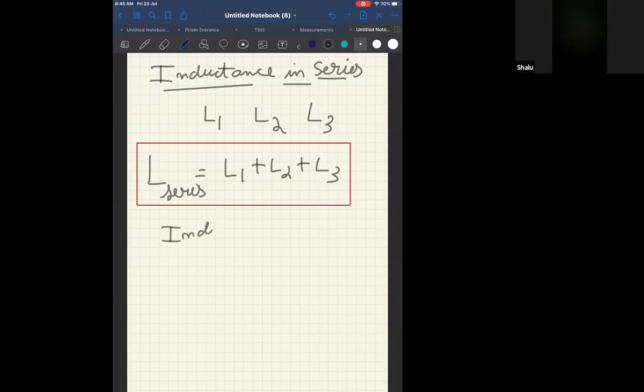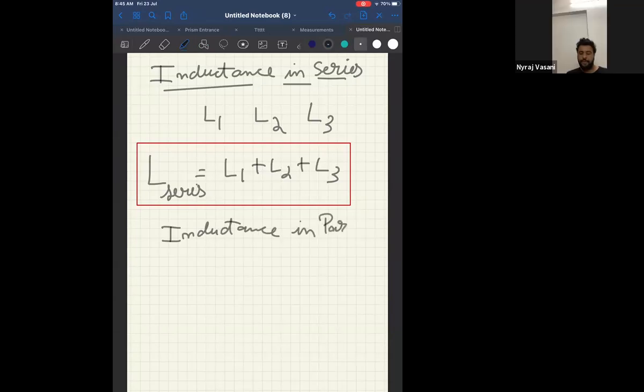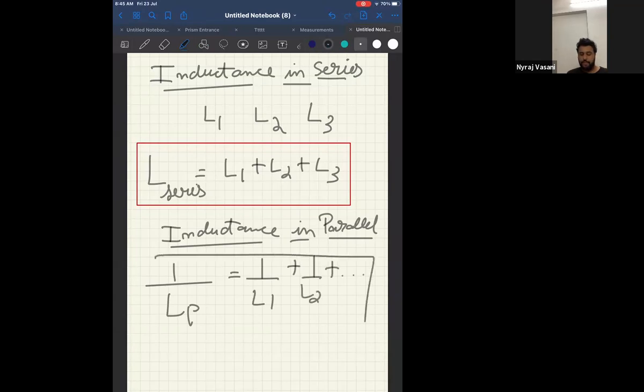Now, can you predict what happens when inductances are connected in parallel? 1 upon L1 plus 1 upon L2. Correct. Same like resistance. So when inductances are connected in parallel, 1 by L parallel will be equal to 1 by L1 plus 1 by L2 plus dot dot dot 1 by Ln. This is the formula for inductance in parallel. So inductance in series is given by L1 plus L2 plus L3 plus dot dot dot, and inductance in parallel is given as 1 by LP equal to 1 by L1 plus 1 by L2 plus dot dot dot 1 by Ln.